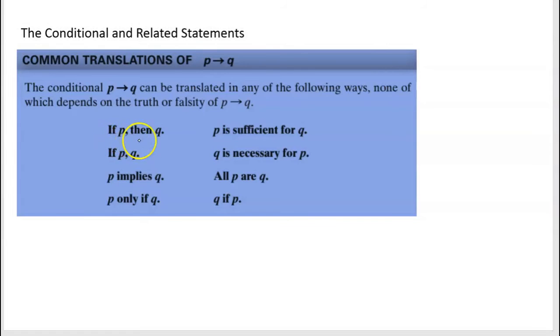You've got your clear ones, if P, then Q. If P, Q. We've run into that a lot. P implies Q. P only if Q. Those are a challenge to me. I'm going to go ahead and throw that out there. P is sufficient for Q. Q is necessary for P. All P are Q. That's kind of like our vegetable story, right? And Q if P. All of those are the conditional if P, then Q. And we've run into these too. Q if P, where they're just written backwards and then you have to fix it.